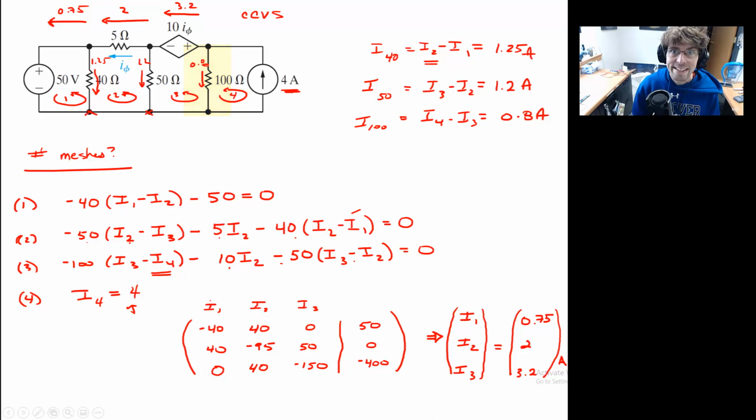And we're done. Now go ahead, take a look at your notes, but you'll find that those are the exact same currents that we had when we applied the node voltage method. Pretty nice. Multiple ways to skin a cat.